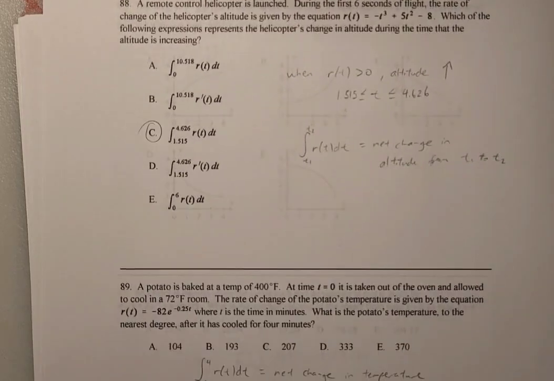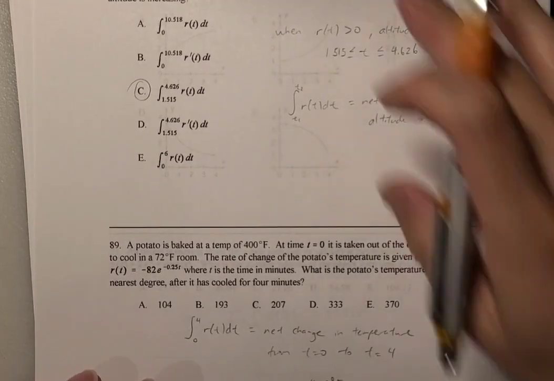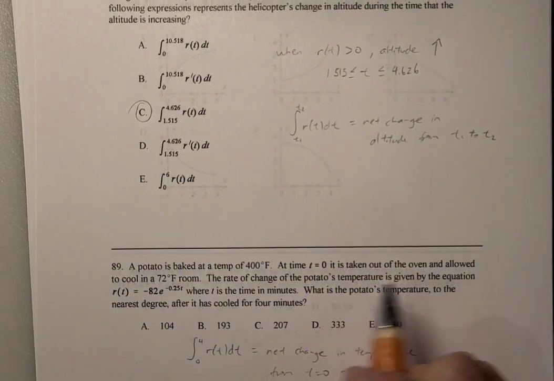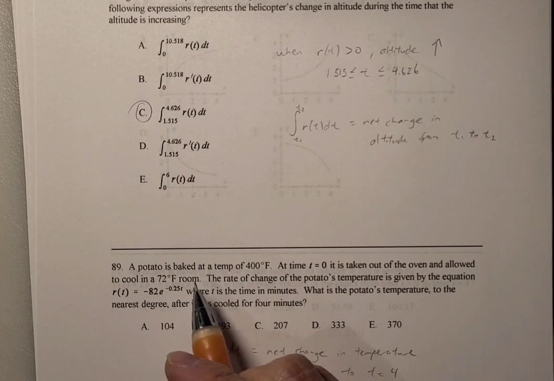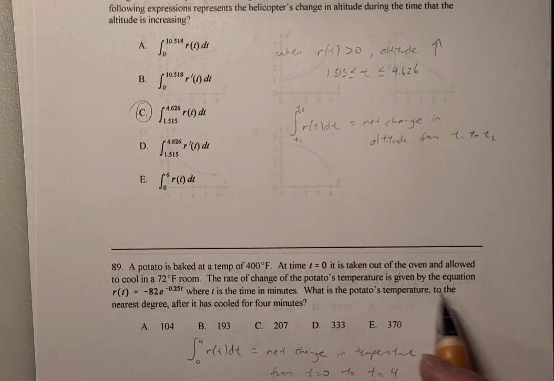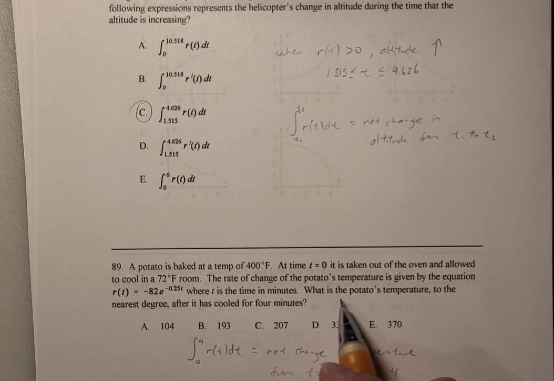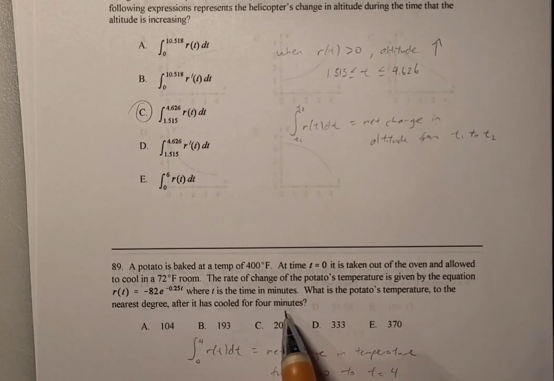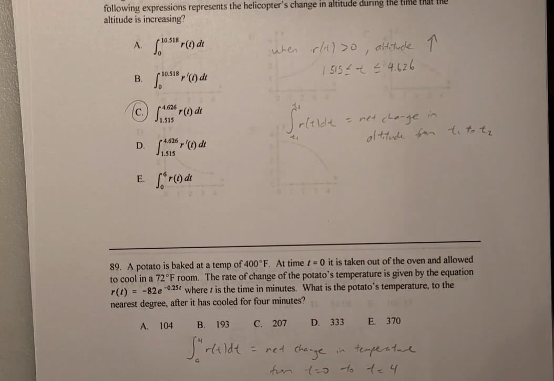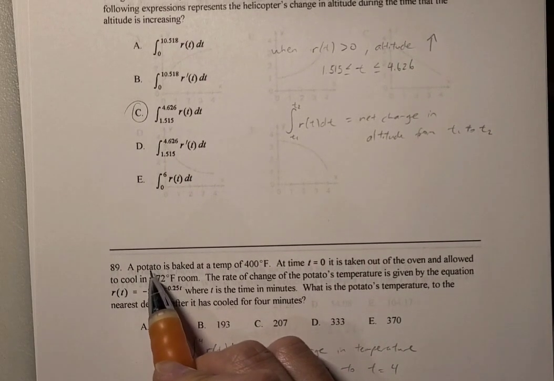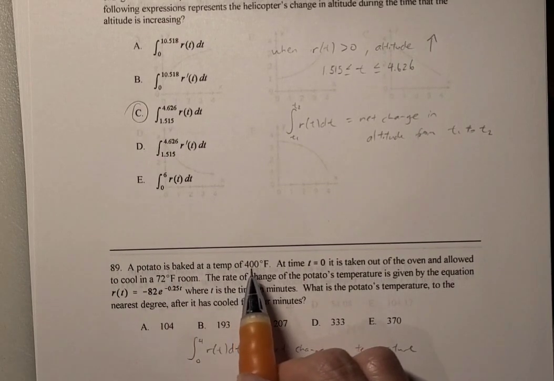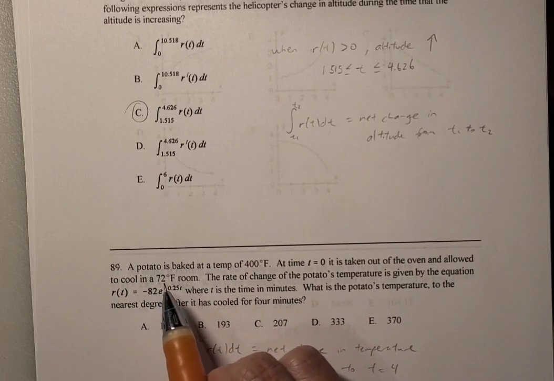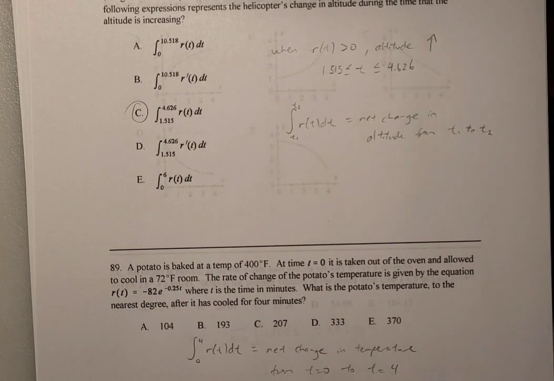Okay. A potato is baked at a temperature of 400 degrees Fahrenheit. At time t equals 0, it is taken out of the oven and allowed to cool in a 72-degree Fahrenheit room. The rate of change of the potato's temperature is given by this equation, where t is the time in minutes. What is the potato's temperature to the nearest degree after it has cooled for 4 minutes? Okay, so this is making a critical assumption that once the potato leaves the oven, it starts at a temperature of 400. It's not quite clear in this problem, but that's what it's assuming. Actually, this 72-degree Fahrenheit room is not relevant, so don't be fooled by that.